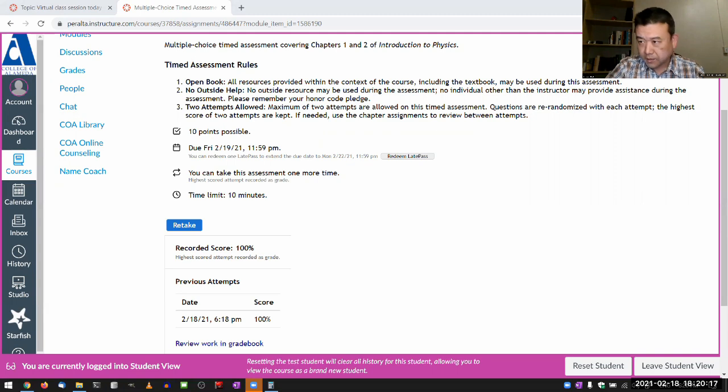I see a question in the chat. Let me just read it. Regarding the negative acceleration question, are there situations on the test where we need to keep an eye out for the terminology difference between acceleration and delta V?